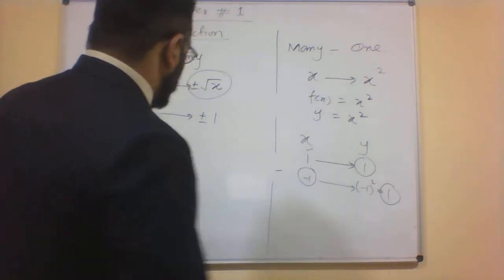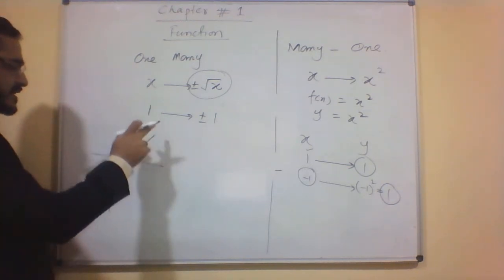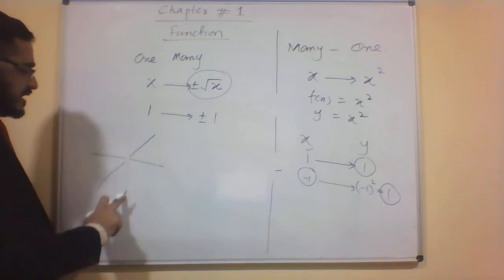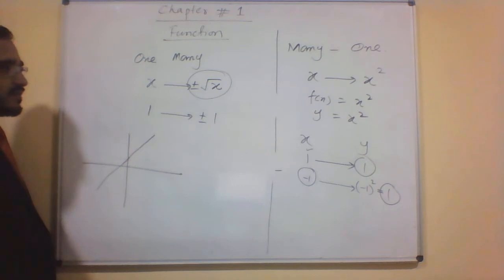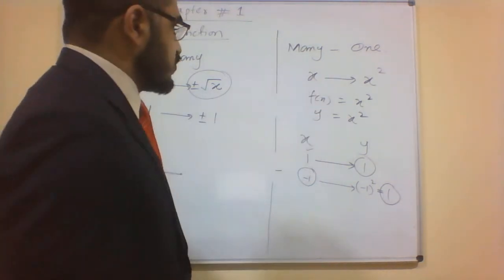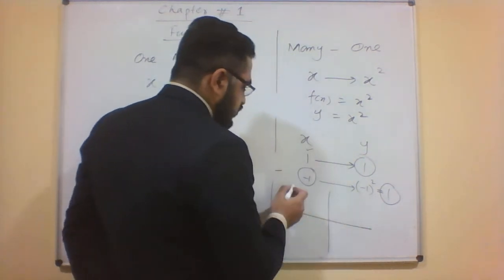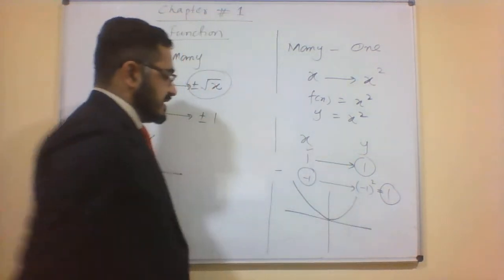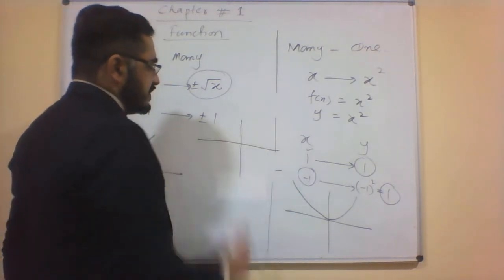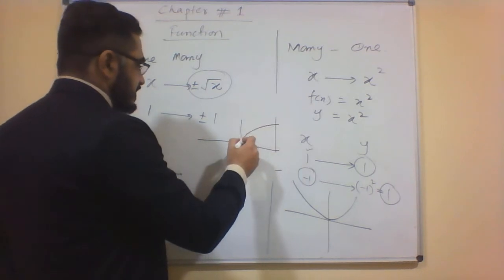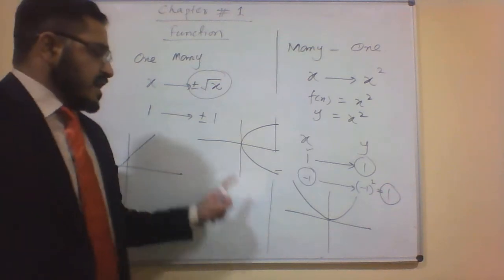Okay, for one-one the graph will be like this, as in the previous function. In that one we have taken a graph like this. After that, here is x square, which is many-one. For many-one, this x square will look like this, and this is one-many. Graphically we can present it like this.